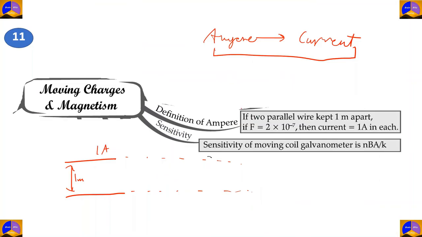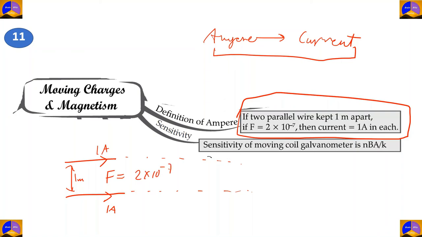So this is the actual definition of an ampere. So over here we have a 1 meter distance between the two conductors, which are infinitely long. And if 1 ampere is passed through both of the currents, then there exists a force whose value will be equal to 2 × 10⁻⁷. So suppose we don't know how much current is given, and we kept both of these conductors at 1 meter and we measured the force exerted. And we find that the force value is equal to 2 × 10⁻⁷.